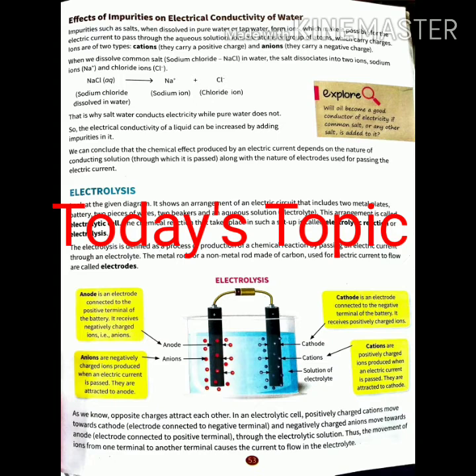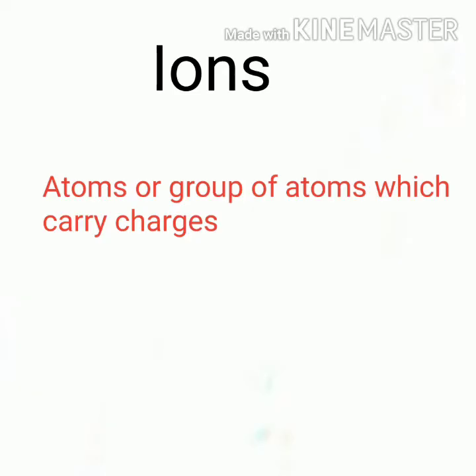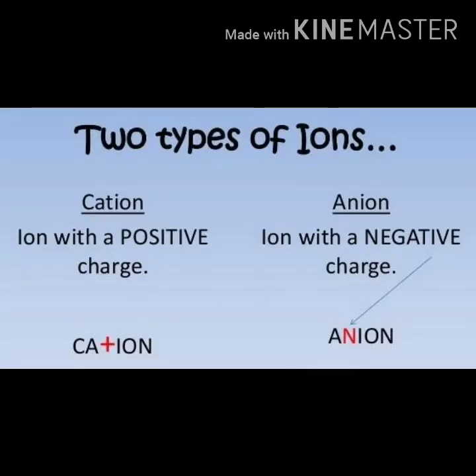So, in today's topic, we are going to discuss the effects of impurities on electrical conductivity of water. Here, the first term that we are going to discuss is ions. Ions are atoms or groups of atoms which carry charges. Ions are classified into two types. First is cation and the second is anion.